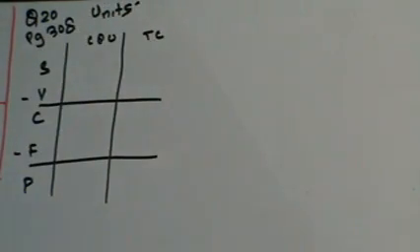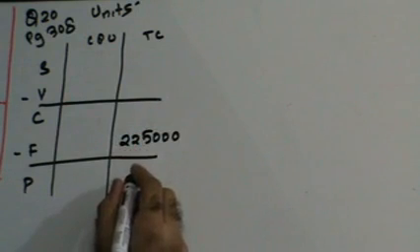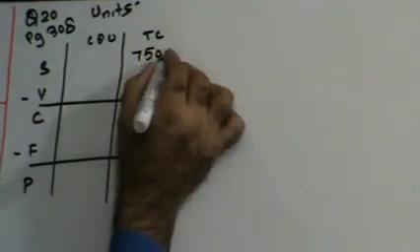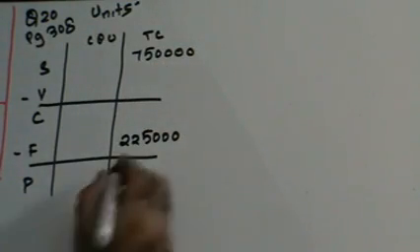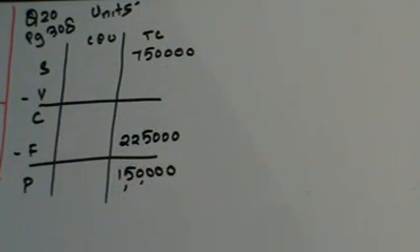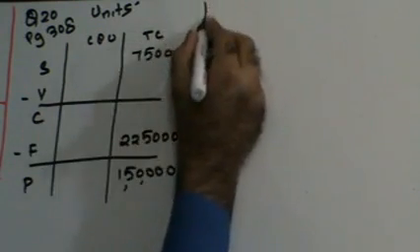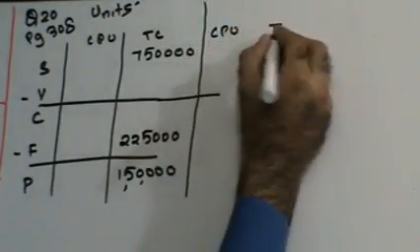Okay. Now, they said that a company has fixed expenses of 2,25,000. Fixed expenses are given to you as 2,25,000 and a sales of 7,50,000. Sales is given to you as 7,50,000. Has earned a profit of 1,50,000. Profit is 1,50,000. It has earned a profit of 1,50,000 during first half of the year. So this is my data for first half of the year. CPU, TC.